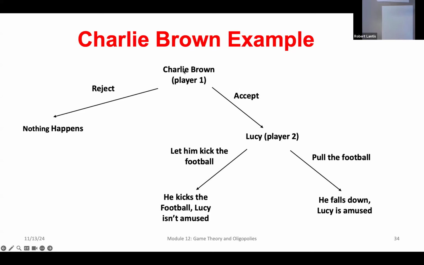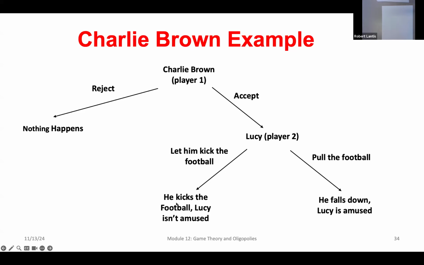So what's the equilibrium of that going to always be? Well, Charlie Brown, if he's making the decision first, can either not run towards the football and nothing happens. He doesn't fall or get embarrassed, and she doesn't get the joy out of making him look like an idiot, basically. If he accepts this and starts to run towards the ball to kick it, well, now Lucy has the next decision to make, which is, do I let him kick the ball or do I pull it away?